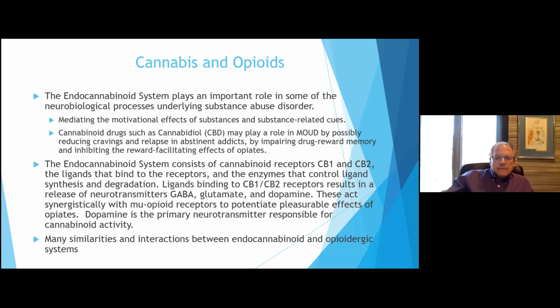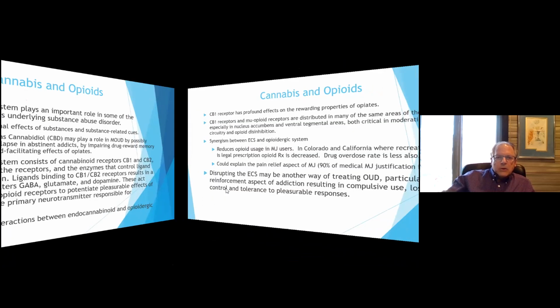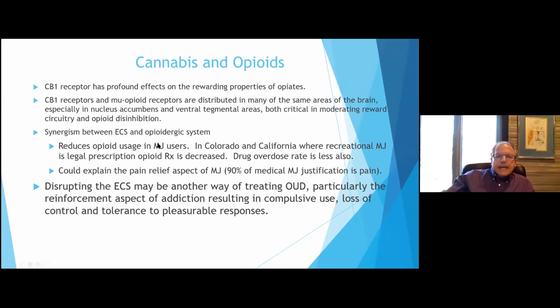Now, the endocannabinoid system acts synergistically with mu-opioid receptors. It potentiates the pleasurable effects of opiates and dopamine, the primary neurotransmitter. There are many interactions between the endocannabinoid system and the opioidergic system. The CB1 receptor has a profound effect on the rewarding properties of opiates. The CB1 receptor and the mu-opioid receptors are distributed in many of the same areas of the brain.